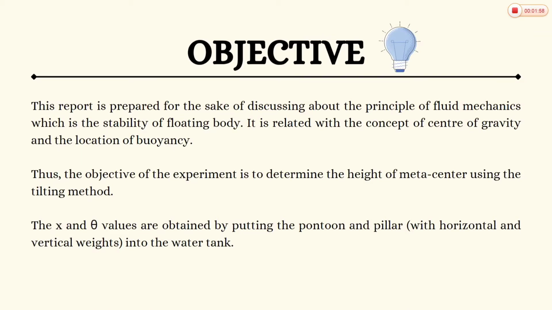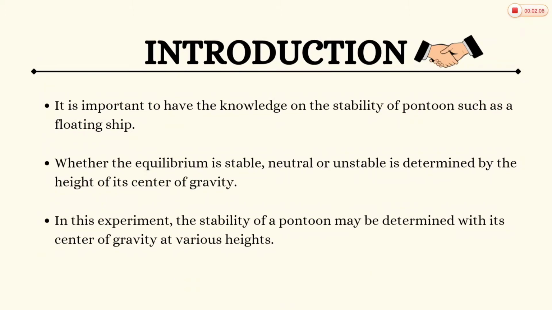The x and theta values are obtained by putting the pontoon and pillar with horizontal and vertical weights into the water tank. So next one, introduction. In this experiment, it is important to have the knowledge on the stability of pontoon, such as a floating ship. Whether the equilibrium is stable, neutral or unstable is determined by the height of its center of gravity. In this experiment, the stability of pontoon may be determined with its center of gravity at various heights.